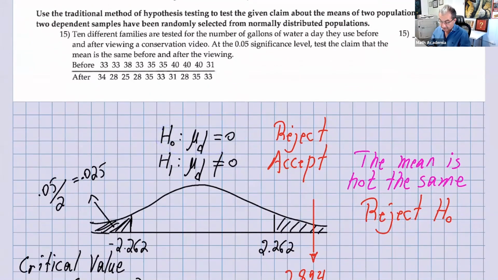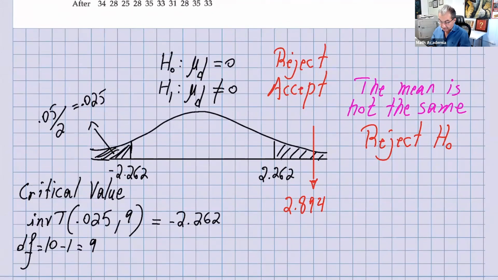So of course H1 is going to be mu sub d not equal to 0. That's a two-tailed test. Critical values, again, alpha divided by 2, inverse t of 0.025. Degrees of freedom are 9 because it's 10 families, 10 minus 1 is 9. So you get that, put the negative here and the positive here.